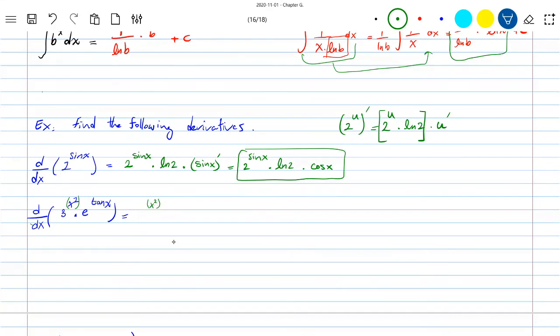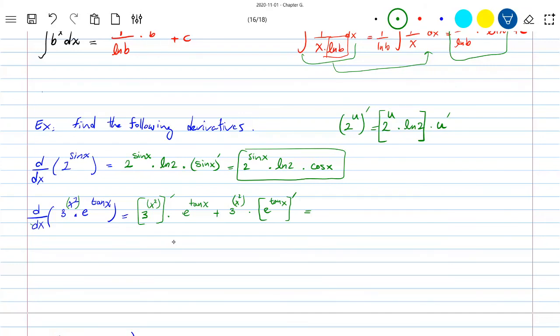3 to the x squared times e to the tangent x. If we're taking the derivative, we should say derivative of the first term multiplied by the second, plus 3 to the x squared multiplied by e to the tangent x derivative. Maybe I already used brackets. Let me stick with the brackets.